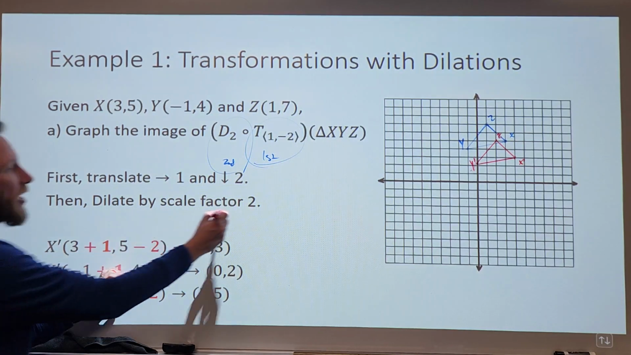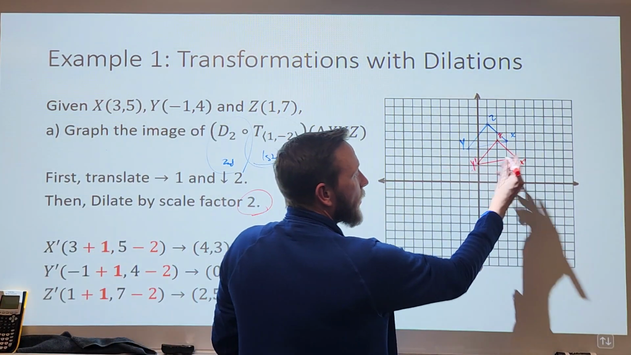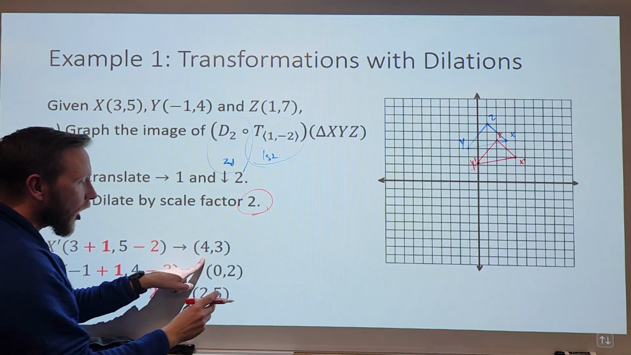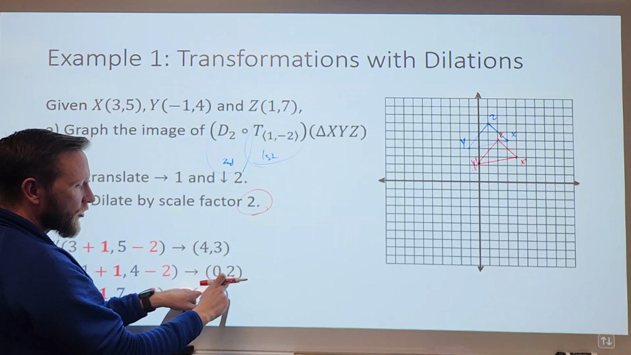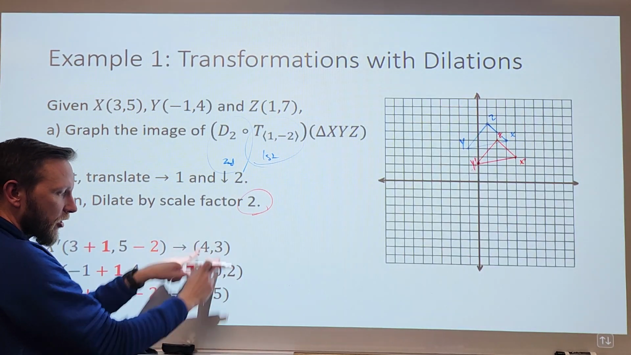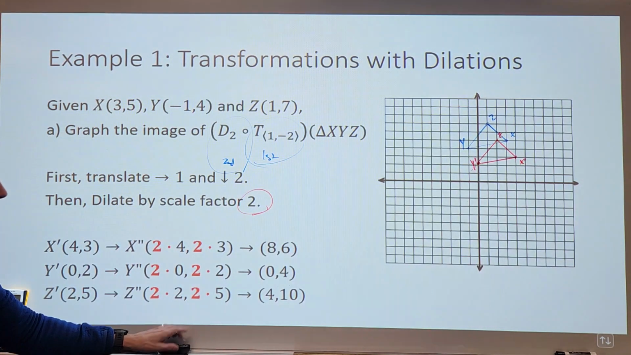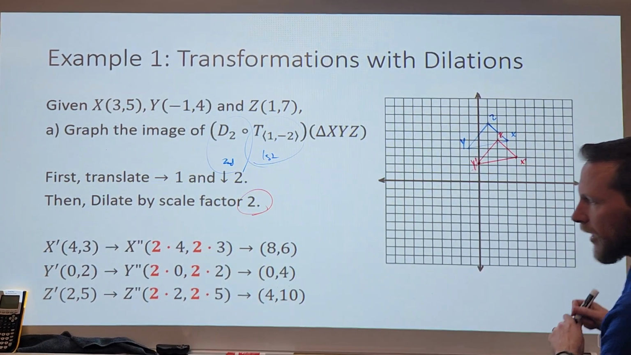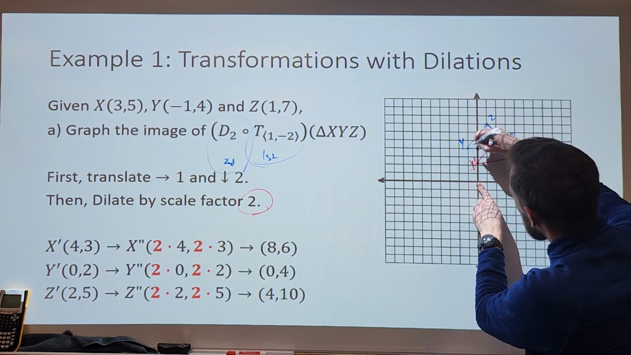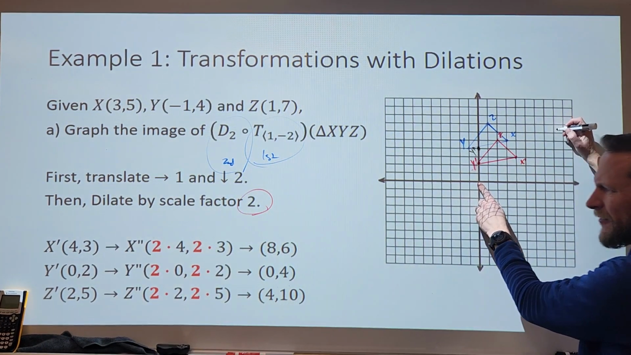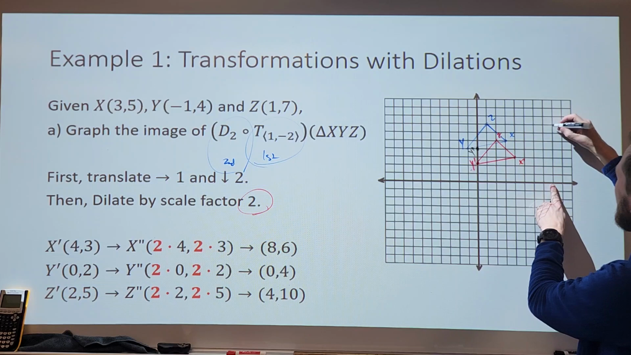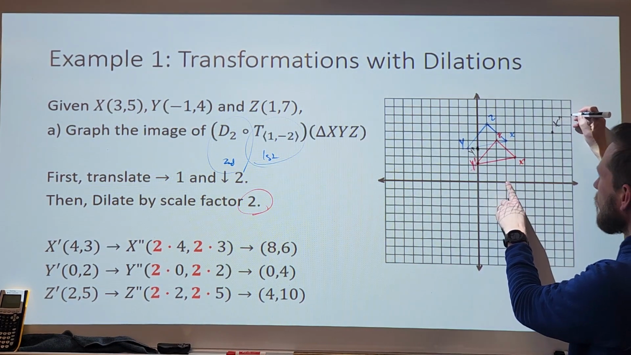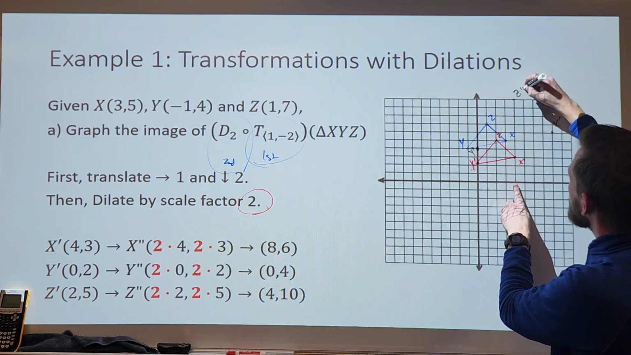But now we want to dilate by a factor of 2. So I'm going to take each of these x comma y's, and I'm going to double the x's and double the y's. So if I'm doubling these, I'm going to get 8 comma 6, 0 comma 4, 4 comma 10. I just doubled each one of those. All right? And so 8 comma 6, let's do it in black. That's my last color I've got. So I've got 0 comma 4 for y double prime. I've got 8 comma 6 for x double prime. And then I've got 4 comma 10 for z double prime.